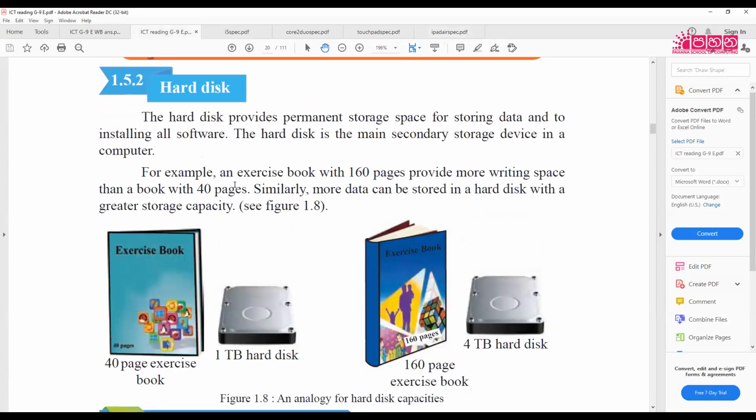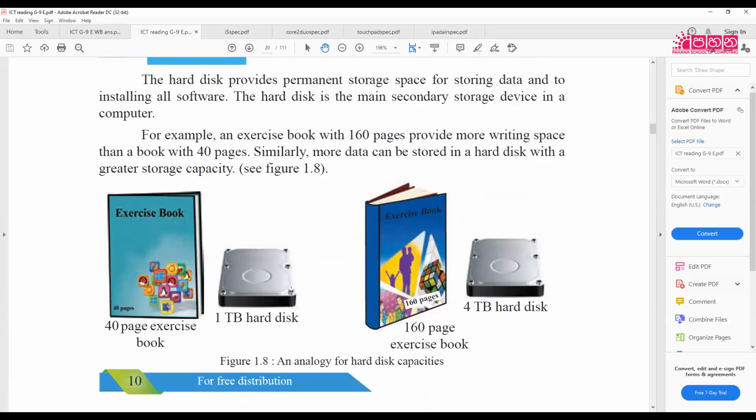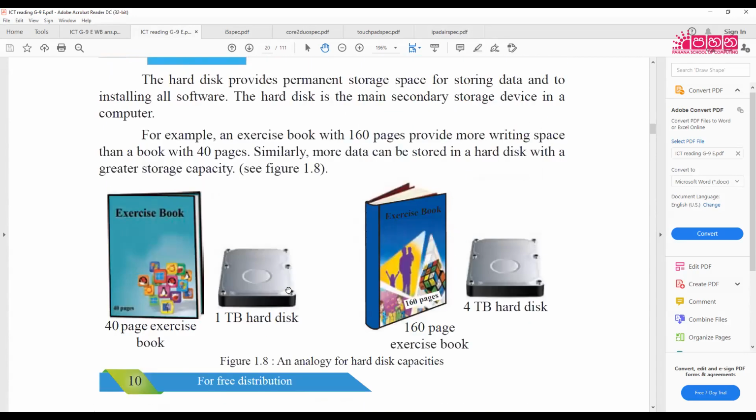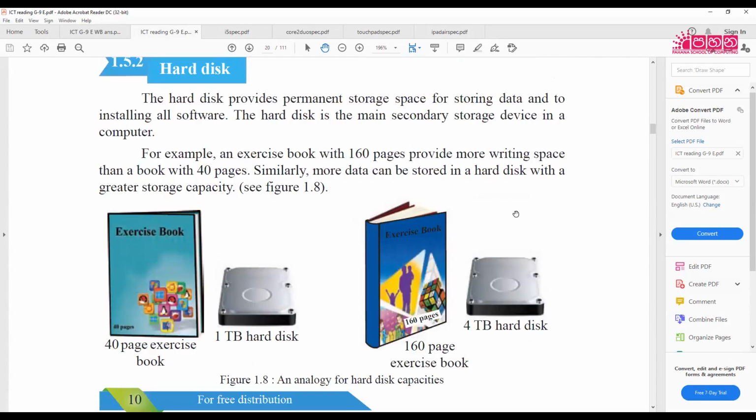The next one is hard disk space. That is about the storage, right? So we need to look at the storage details, for example, the space that you have in your computer. Let me show you my computer. In this particular case, I'm going to share my screen.